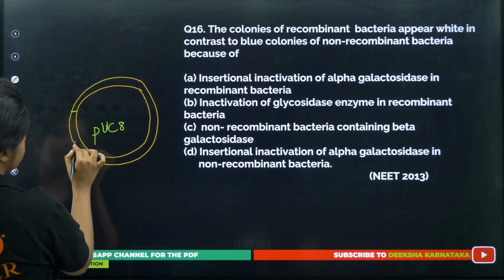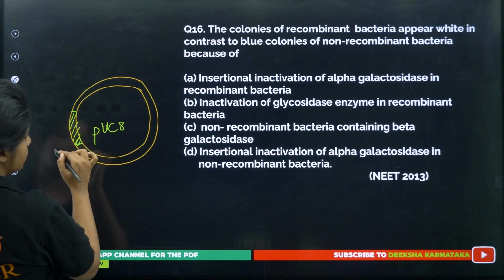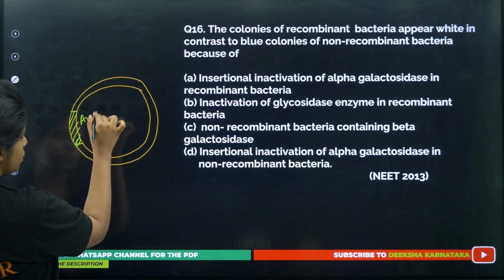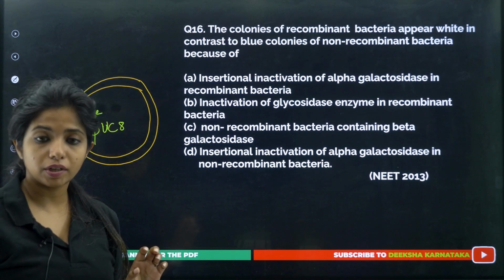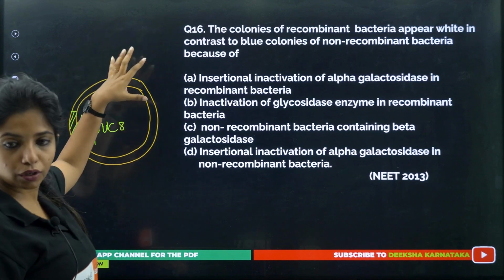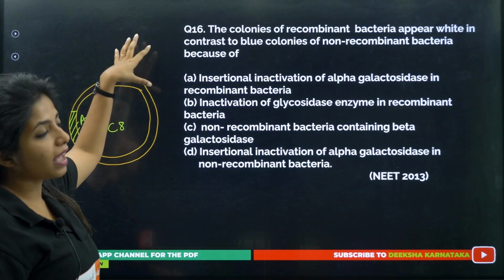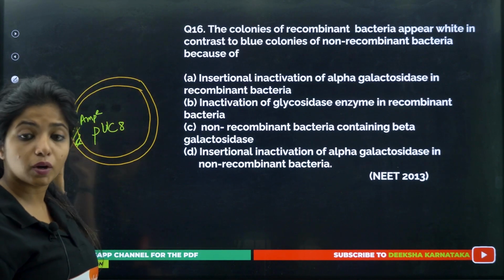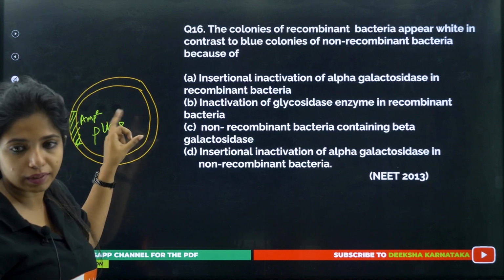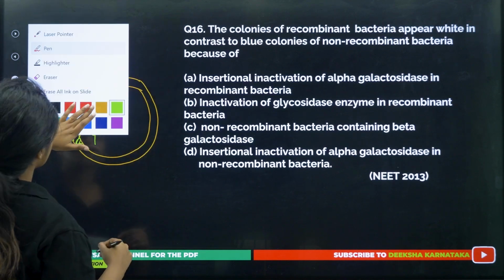There is a gene for antibiotic resistance, the ampicillin resistant gene. What is it? Antibiotic resistant gene. For example, if I treat this particular organism which has this plasmid with ampicillin or something like that, it will still survive because it has the ampicillin resistant gene over there. Now, it also has one more thing.